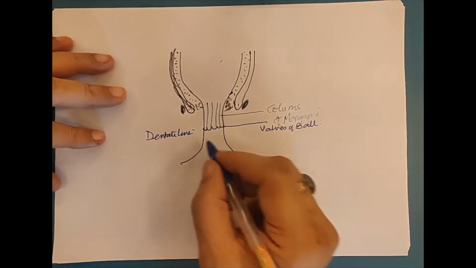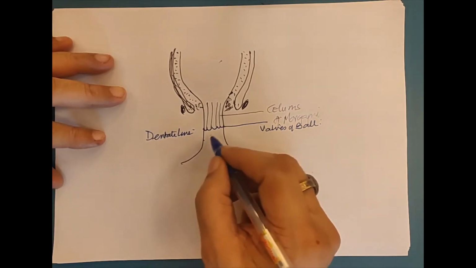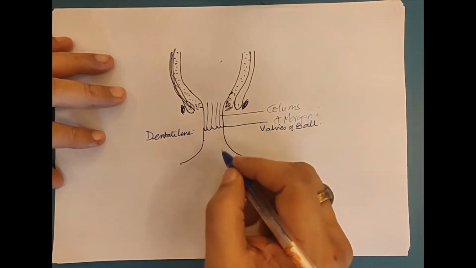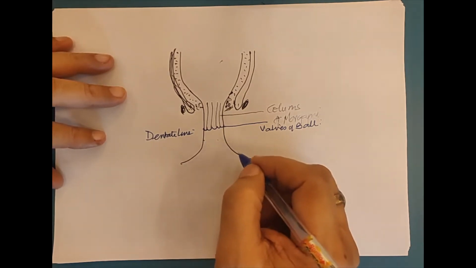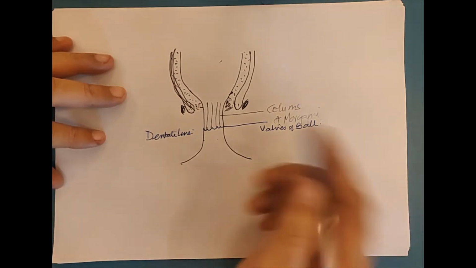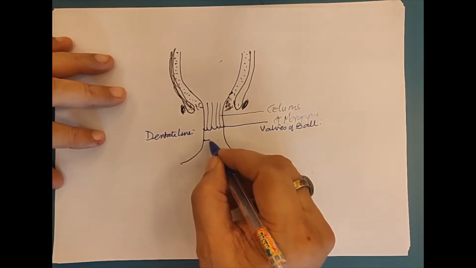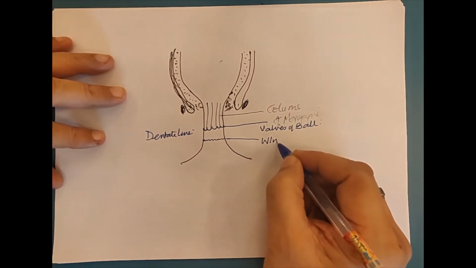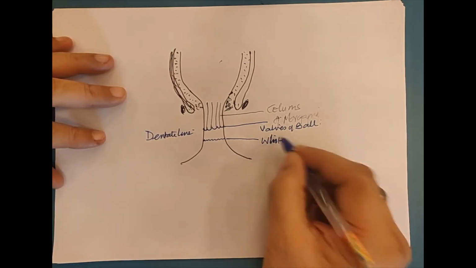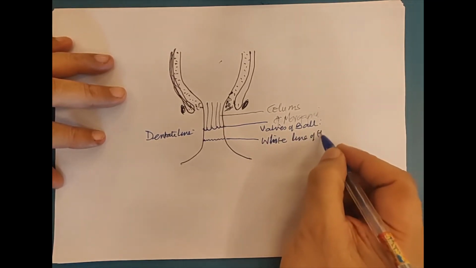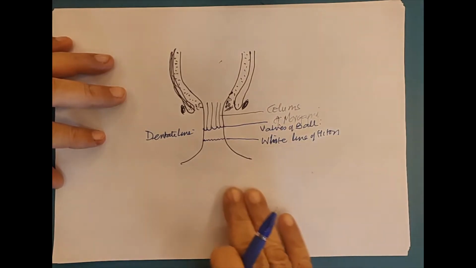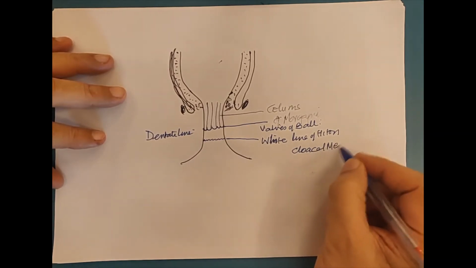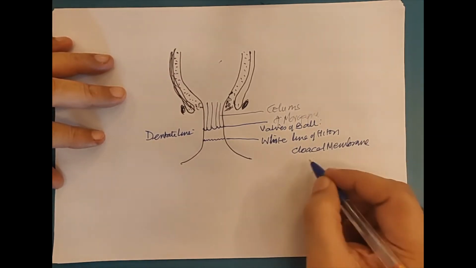Then you have the junction of the endoderm, which is the gut, and the ectoderm, which is the skin. You remember the junction of the endoderm and ectoderm creates a white line here, and this line is called the white line of Hilton. This is the site of the cloacal membrane in imperforate anus.